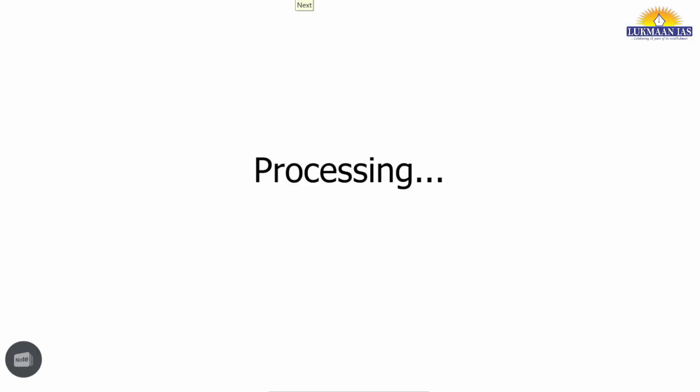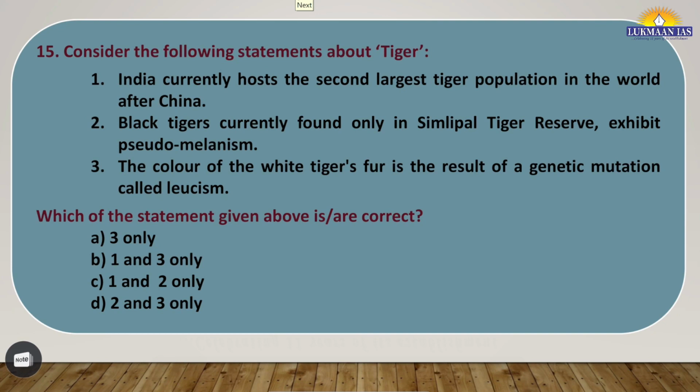Fine. Okay, the last question for today, but it is very important, a tiger-related question. India is currently hosting the second largest tiger population in the world. This is not correct, right? It has the largest population. 70% of the tigers of the world are in India. So it is an incorrect statement. So eliminate 1, so the answer is 2 and 3 only.